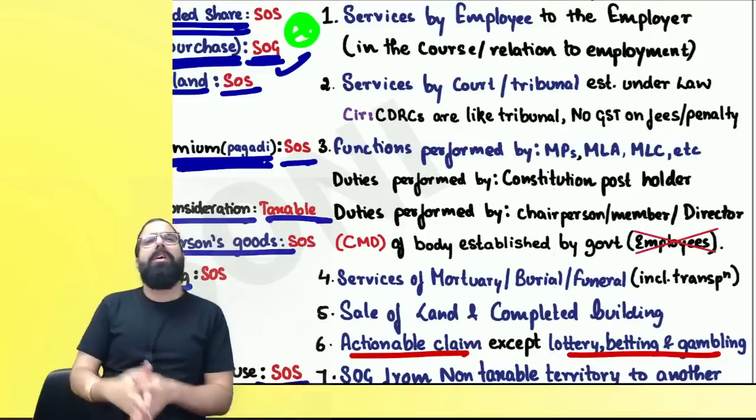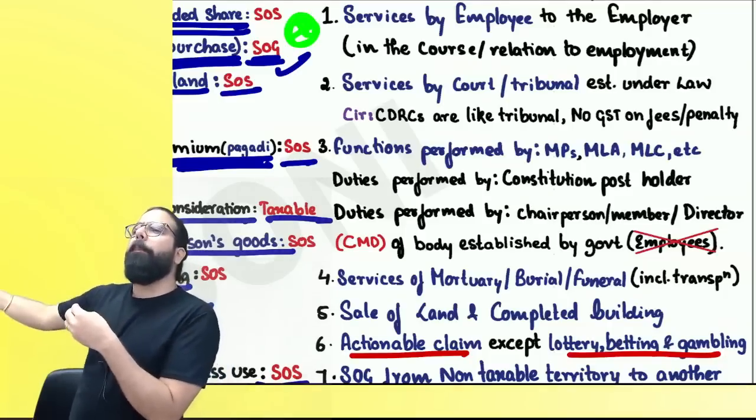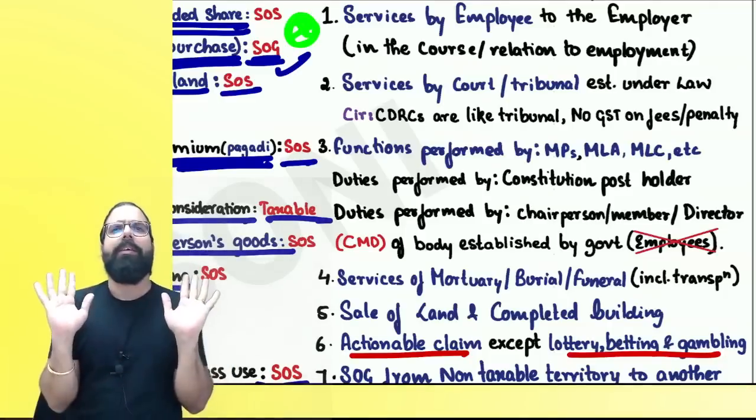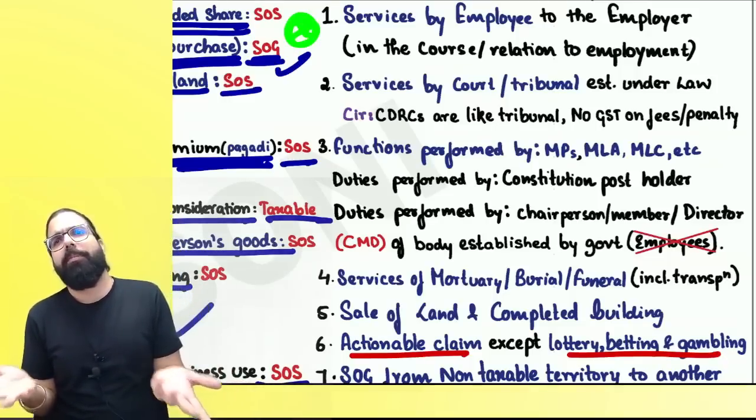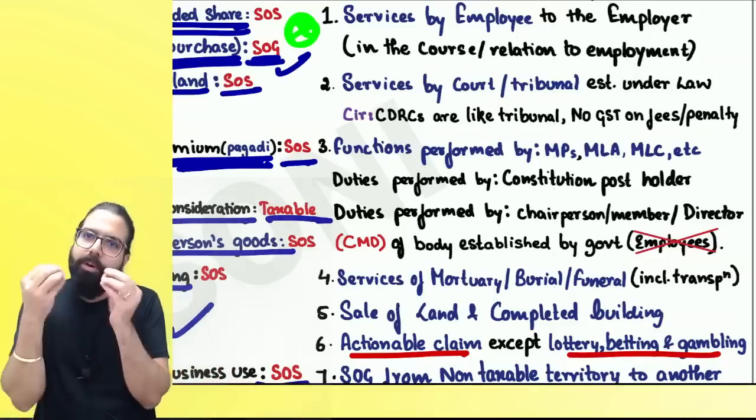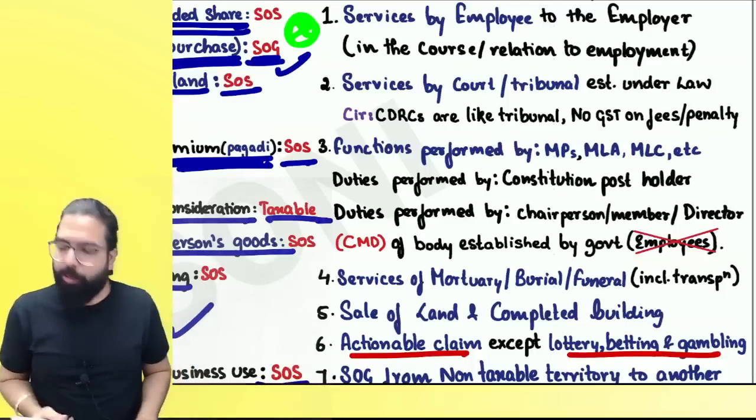A circular came and told that whenever anything is paid to the employee because of a contractual agreement between the employer and employee, it is neither supply of goods nor supply of service. Simple, no? The circular told what we already knew. Can we go ahead, everyone? Next.